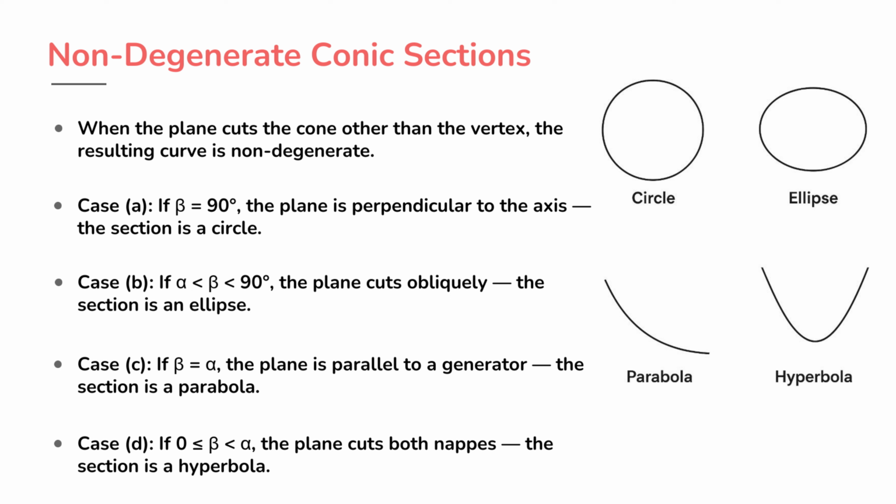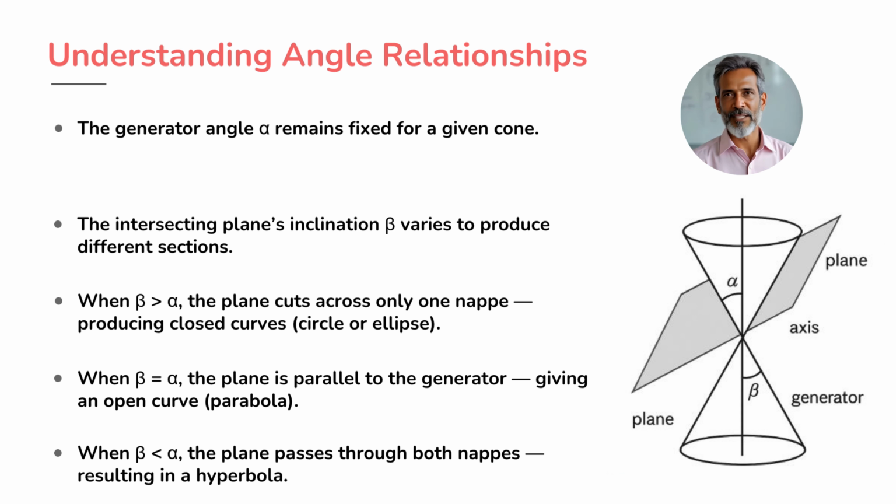Case 4. When beta is smaller than alpha, that's when the plane cuts both nappes. And boom, you get a hyperbola, a curve with two opposite open arms. So just by tweaking one angle, we've created 4 distinct curves: the circle, ellipse, parabola, and hyperbola. Who knew geometry could be so angle dependent? Literally. Now let's take a closer look at these angles.